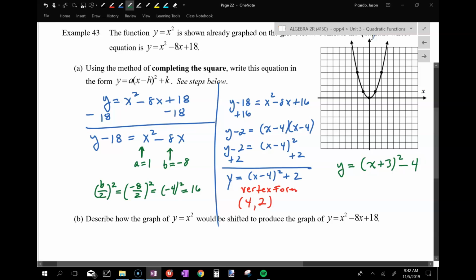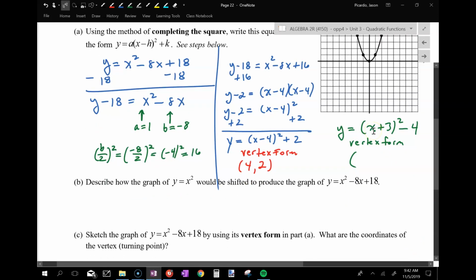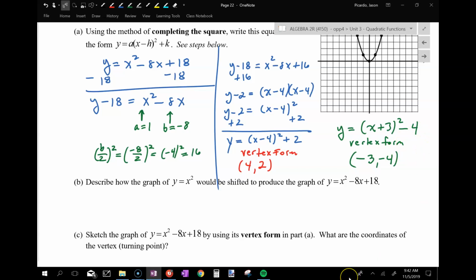Right? If I gave you this in vertex form, what would you consider the vertex to be? -3, -4. Yep, so it's the opposite sign of this and the actual sign of that. Okay?